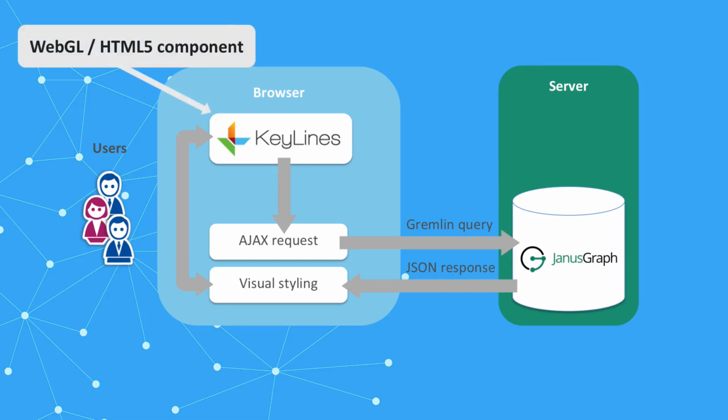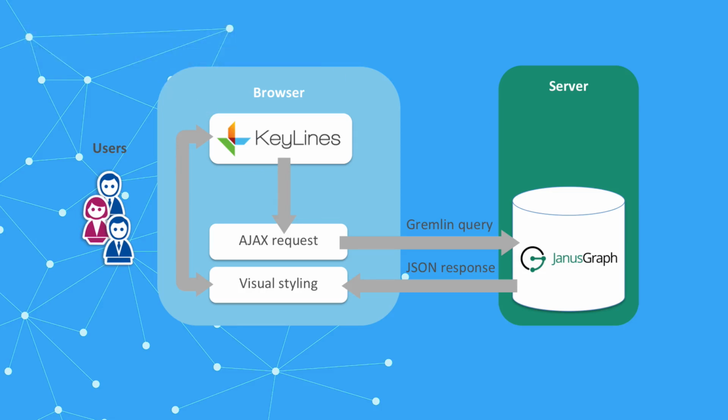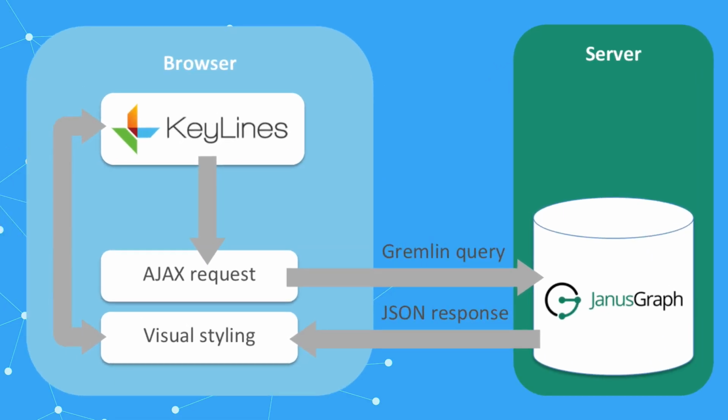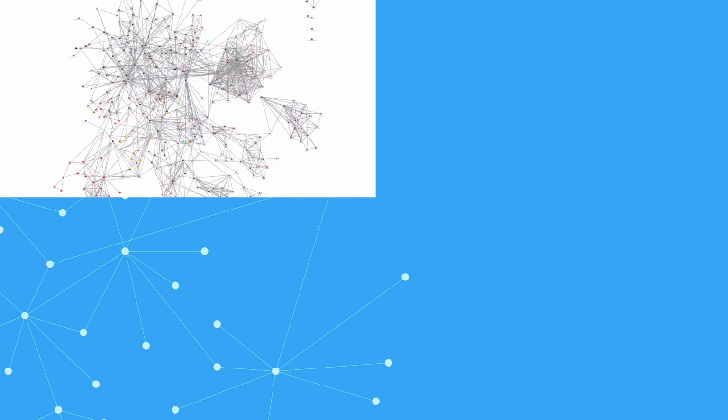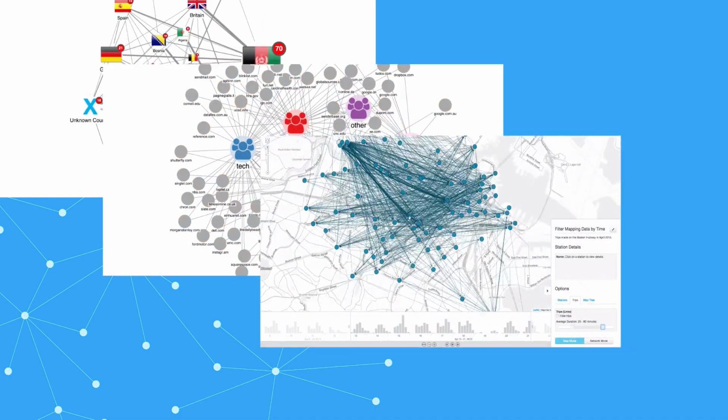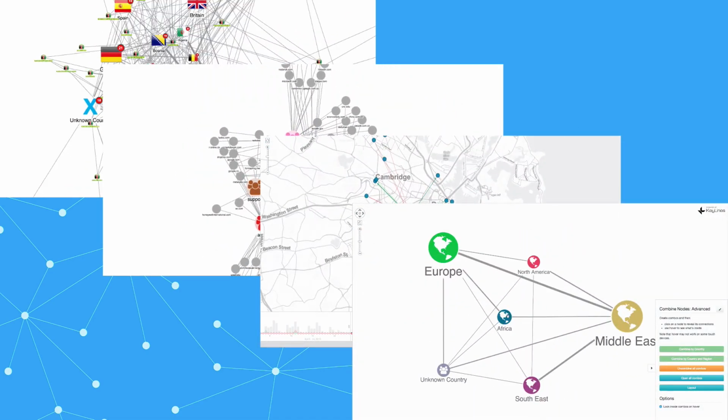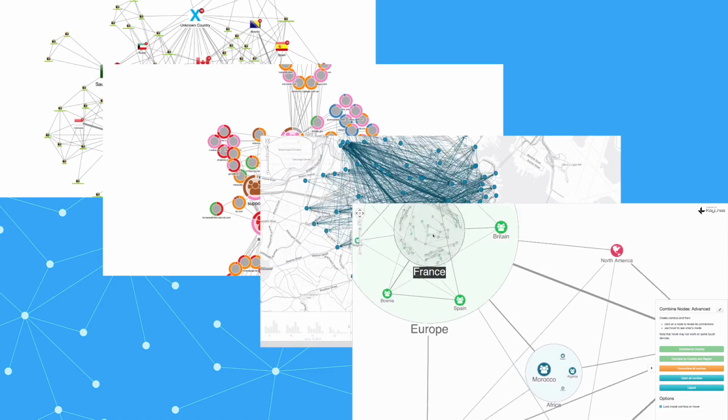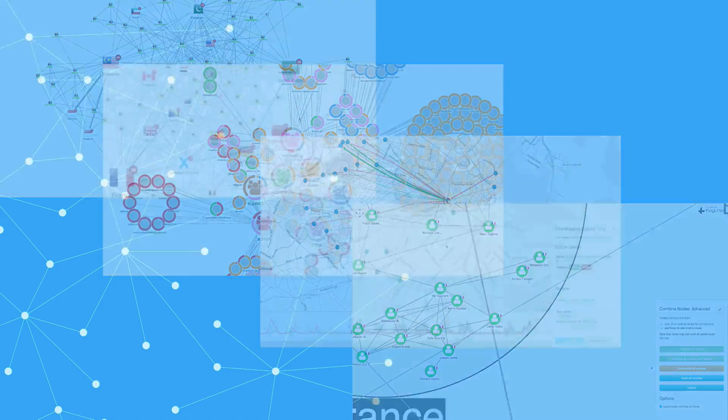The KeyLines chart is a WebGL component, powerful enough to visualize tens of thousands of nodes in a single view with an HTML5 fallback for compatibility with any web browser. As users interact with the chart, Gremlin queries get sent back to the JanusGraph via a WebSocket connection, which returns a JSON object for KeyLines to visualize. Using the KeyLines API, you can create your own visual appearance and choose the functionality you need. The result is an interactive graph tool custom designed for your users, their data, and the questions they need to answer.